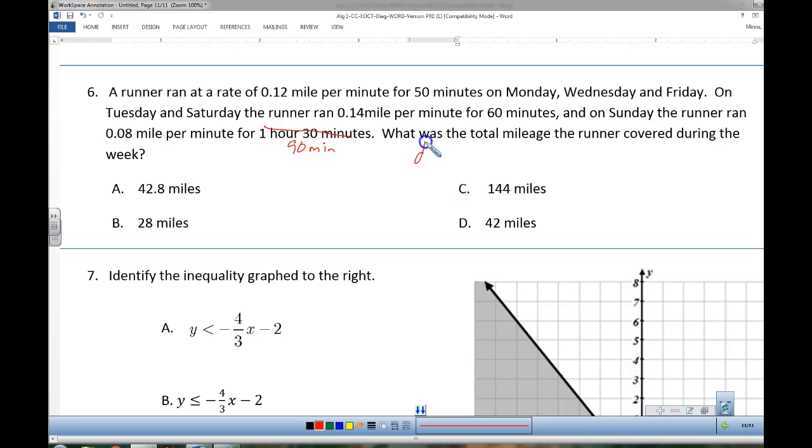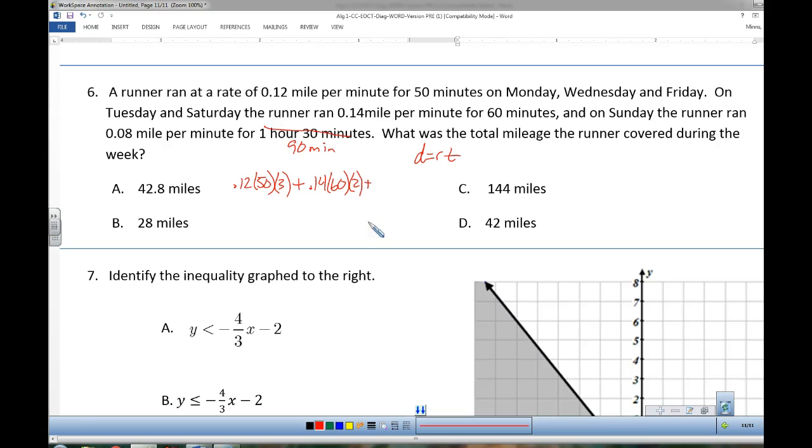Well, we know that distance equals rate times time. So on Monday, Wednesday, and Friday, the distance equals the rate, 0.12, times the time, 50 minutes. And he did that for 3 days. So we're going to put a multiplier in there of 3. But there was more, plus. Tuesday and Saturday, so 2 days, he ran 0.14 miles for 60 minutes. And that was a multiplier of 2 for 2 days.